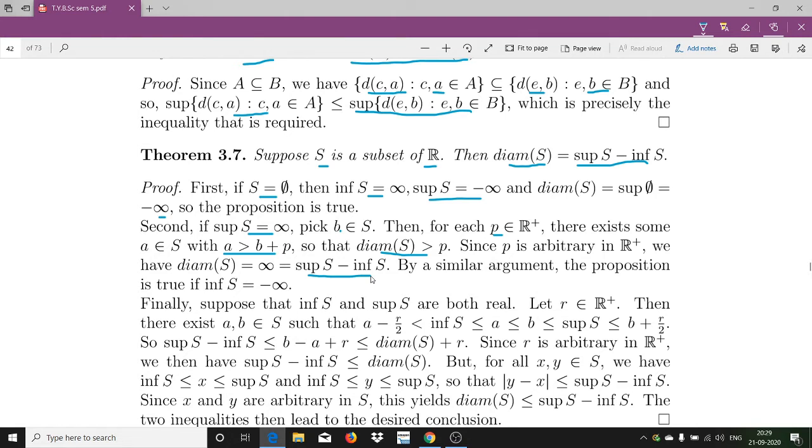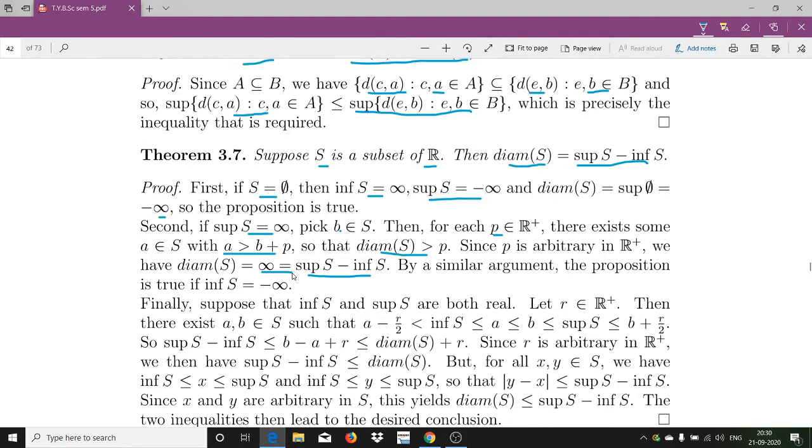So yes, you can say, because what is the supremum of S? It is infinity. Now it doesn't matter what the infimum of S is, whether it is plus infinity, minus infinity, or equal to any finite number. In fact, the infimum of S will not be equal to plus infinity, because the infimum of S is equal to plus infinity only if your set is the empty set. So it doesn't matter what condition on the infimum of S there is, supremum of S minus infimum of S will be equal to infinity, as the supremum of S is infinity. Therefore, in this case also you have proved that the diameter of S is equal to the supremum of S minus the infimum of S.